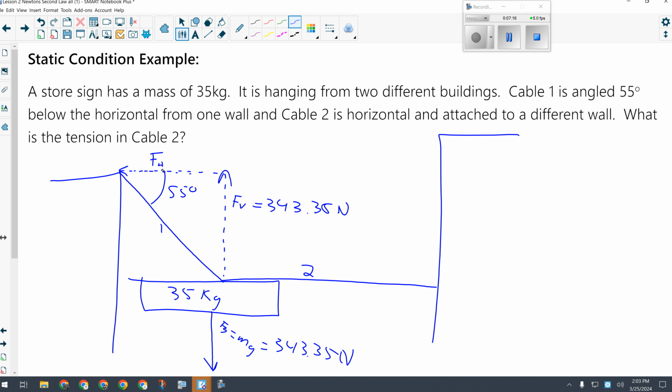So this is my opposite side. So if I go inverse tan of 343.35 divided by, sorry, what am I doing here? That was wrong. Opposite over, sorry, I've got to multiply. That finds the angle. I already know the angle.